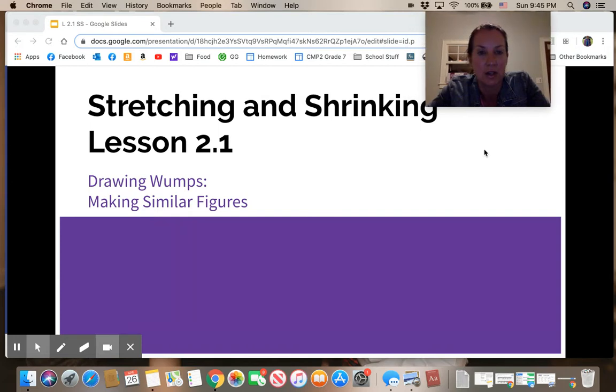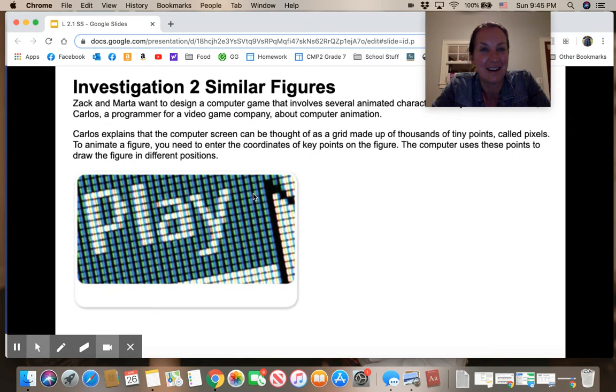Today we are going to start lesson 2.1, or investigation 2.1. It is about making similar figures, and you're going to meet the Mugwumps today. They're a very popular figure in the CMP books. So let's get started. In investigation 2, we're still talking about similar figures.